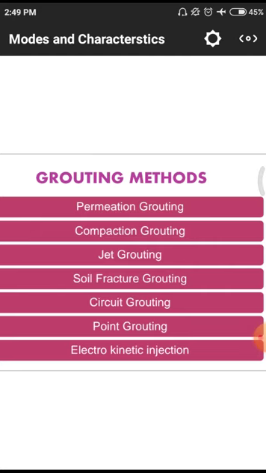So next one is the soil fracture grouting. In some of the cases, the soil will be fractured, especially in the areas of dams and reservoirs and some quantities of canals. In those areas, we have to go for this soil fracture grouting. Next one is circuit grouting. Especially it is observed in slabs and circuit coatings. Next one is point grouting. This is a point grouting where we have to observe especially in the columns. Next one is electrokinetic injection. These are the 7 kinds of grouting methods and their utilization fields.